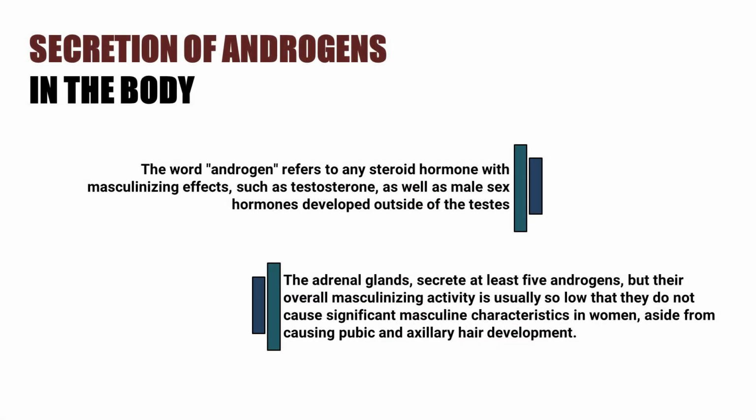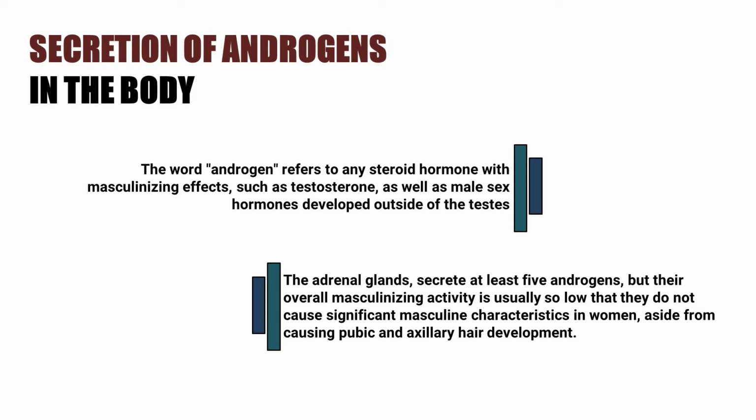Now we'll be talking about how these androgens are secreted in the body. The word androgen refers to any steroid hormone with masculinizing effects, such as testosterone, as well as male sex hormones developed outside the testes. The adrenal glands, for example, secrete at least 5 androgens, but their overall masculinizing activity is usually low, around 5% of the total in an adult male, so they do not cause significant masculine characteristics in women, aside from causing pubic and axillary hair development.